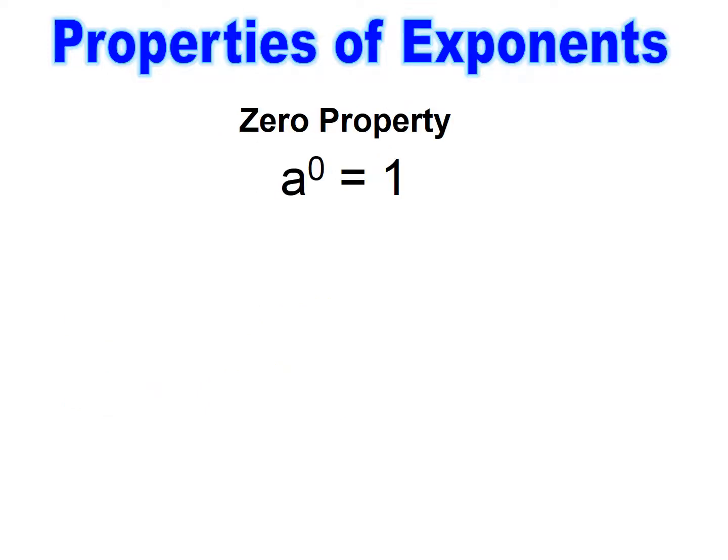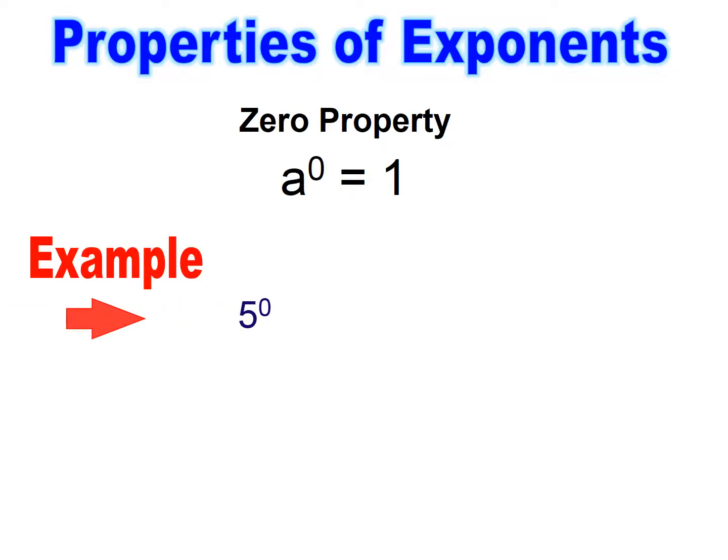The next property is the 0 property. Anything raised to the 0 power equals 1. If we have 5 to the 0 power, it means that it equals 1. If we have a quantity raised to the 0 power, it equals 1.